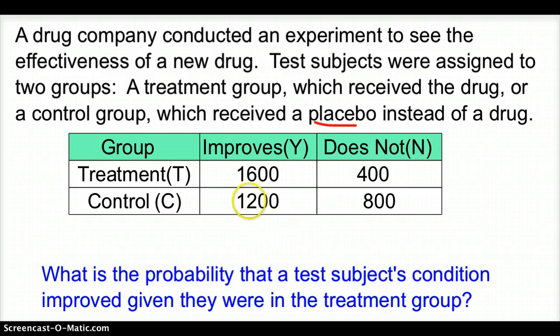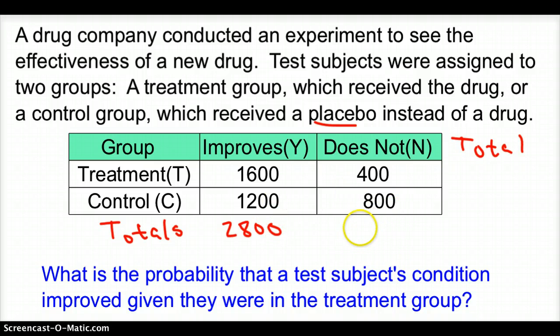Remember what we like to do with probability? We like to find totals before we do anything else. So let's find the totals. How many people improved regardless of whether they took the treatment or the control? We have 2,800 people improved. How about does not improve? We have 1,200. How many people took the treatment? We have 2,000. And how many did not take the treatment? We also have 2,000. So now we are asked, what is the probability that a test subject's condition improved given they were in the treatment group?